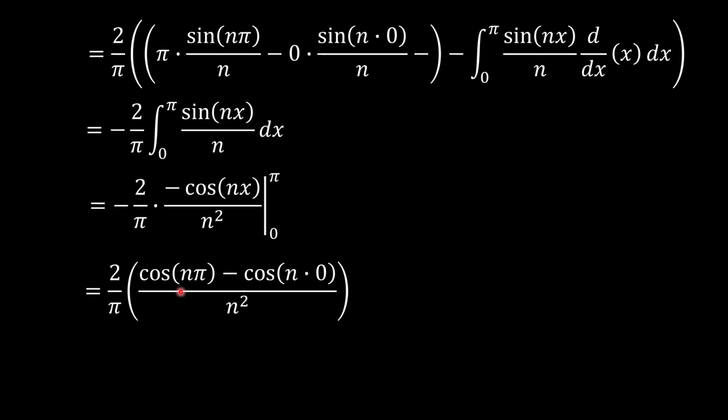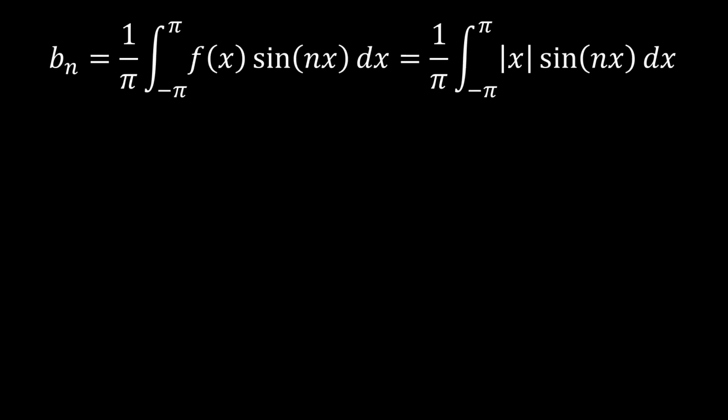Cosine n pi is the same as negative 1 to the n, because when n is even, this becomes 1. When n is odd, this becomes negative 1. And so we factor that in, and our expression becomes 2 over pi, negative 1 to the power n minus 1, over n squared. So, and then what about bn?